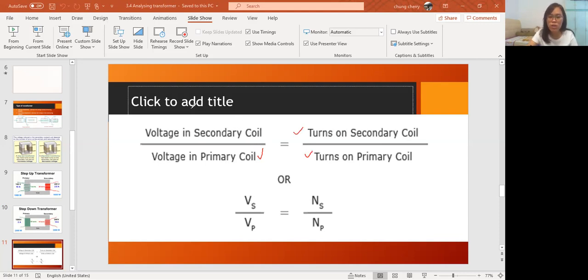So this one you write it down as notes number 4, where VS over VP equals to NS over NP. You just need to know this formula, then you are able to apply it in any question, because the ratio of your secondary voltage over your primary voltage is the same as the secondary coil over your primary coil.